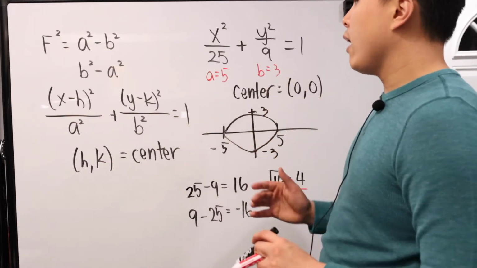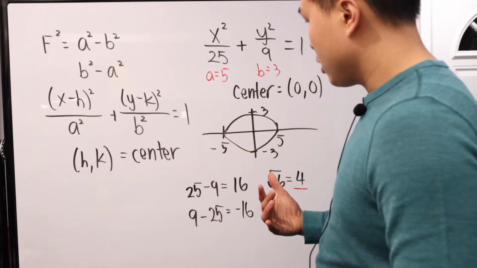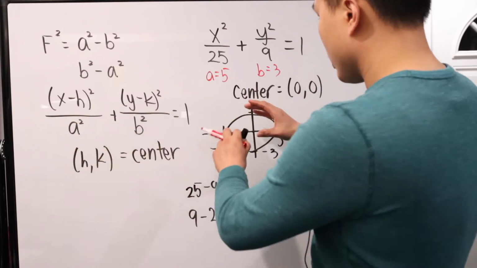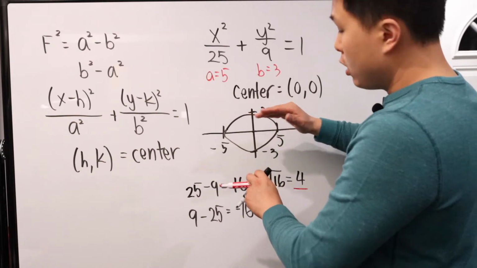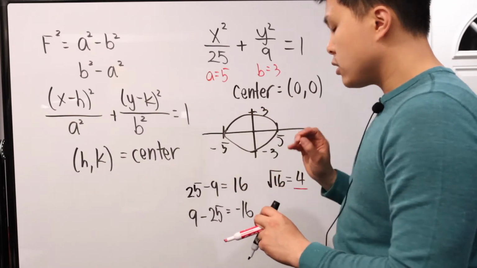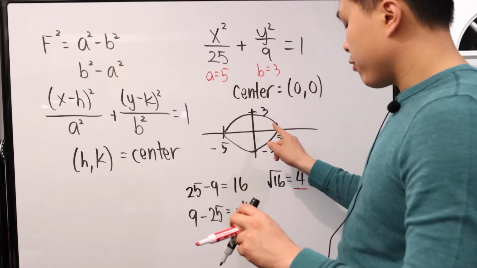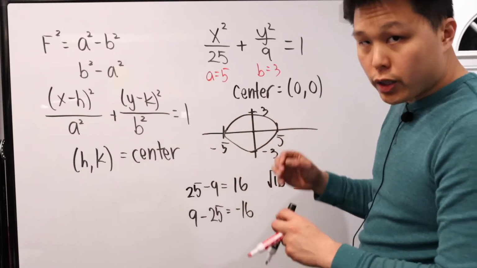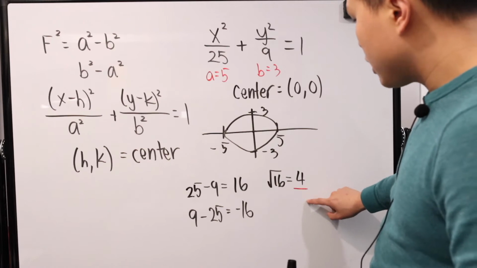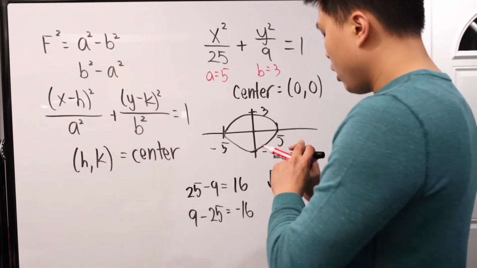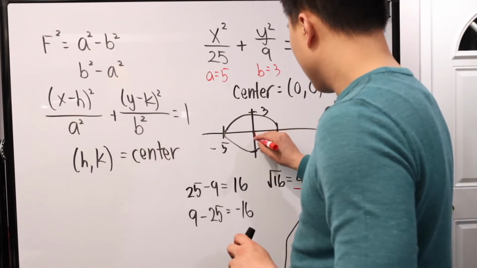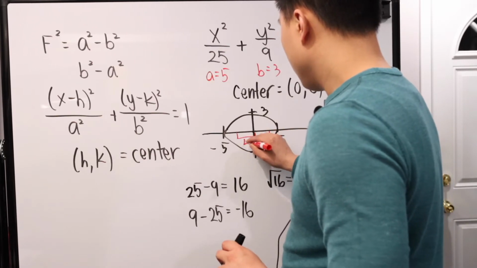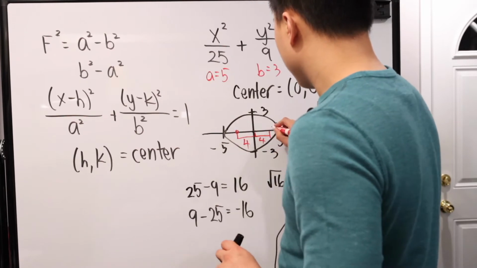Here's where we really have to understand what's going on with the ellipses. We know that the bigger number is under x, so that means it's wider than it is tall. If that's the case, the focus points must be on the left and right of the center point, because it's wider. If it's taller, then they're going to be up and down. So this 4 right here means that from the center, we want to go 4 over here and 4 backwards as well. And these 2 points are going to be our focus points.